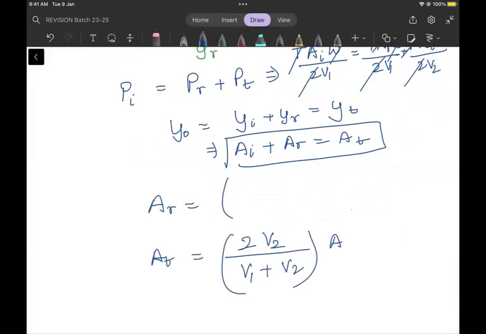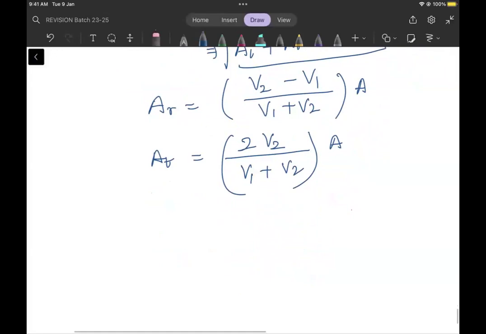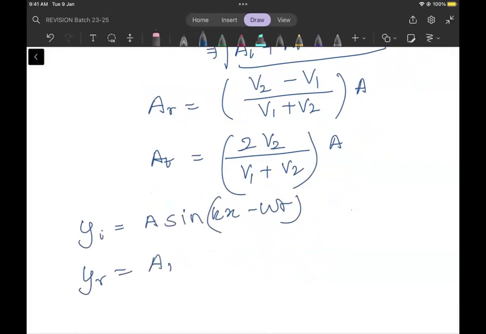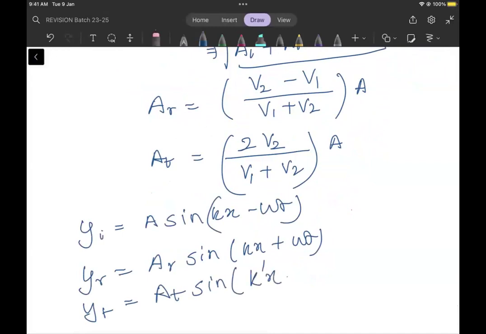and the reflected wave का जो amplitude होएगा that will be given by v2 minus v1 upon v1 plus v2 into A, right? So what this tells me is that the incident wave, if it is equal to A sine kx minus omega t, then the reflected wave will be equal to AR sine kx plus omega t, and the transmitted wave will be AT sine k dash x minus omega t.